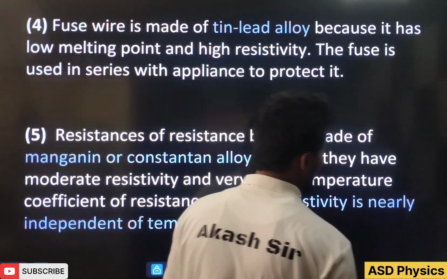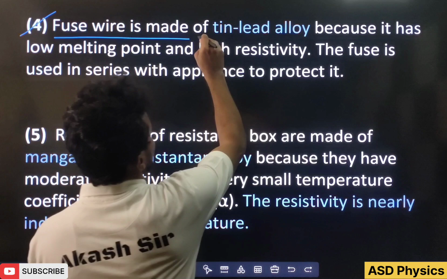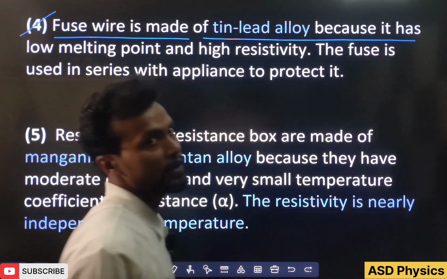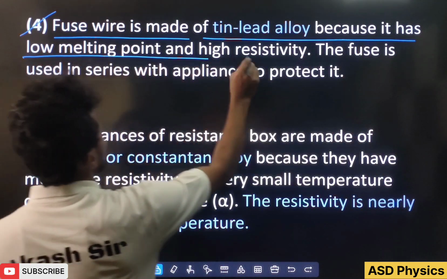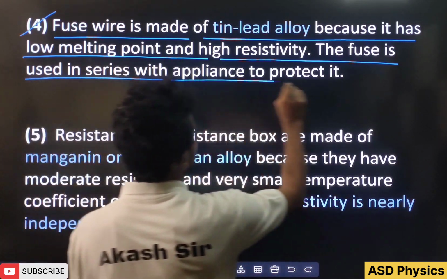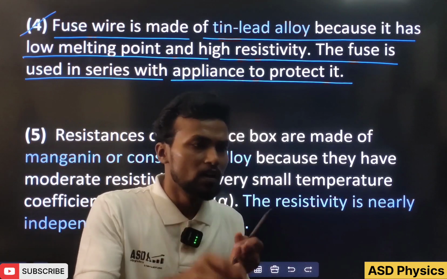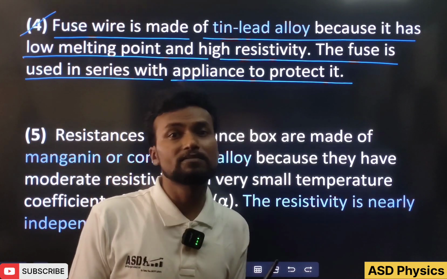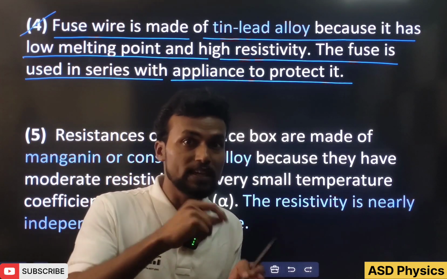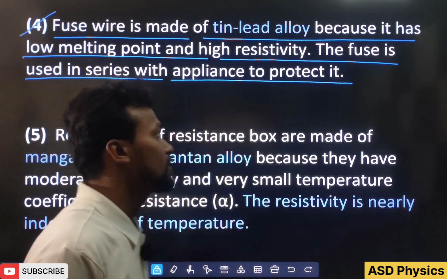Okay, great. Next one, can you see here, students? Fourth one, important. Fuse wire is made of tin-lead alloy because it has a low melting point and high resistivity. The fuse is used in series with an appliance to protect it, because sometimes, even you will observe, the appliance is working and suddenly it gets cut off. Then we have to go down and replace the fuse wire again. So the fuse is just a device to protect the device element.